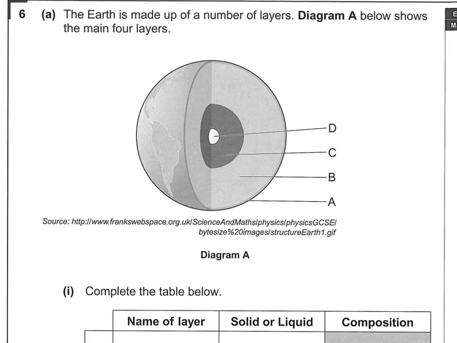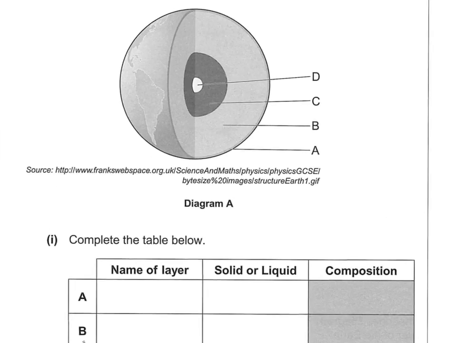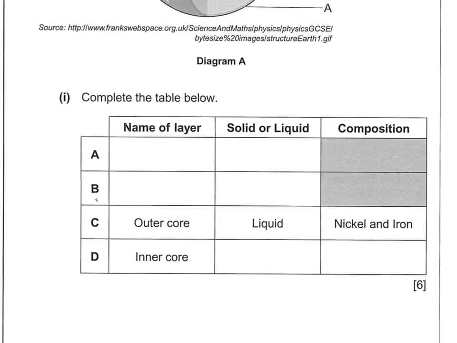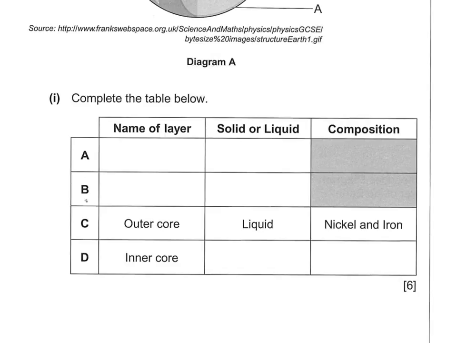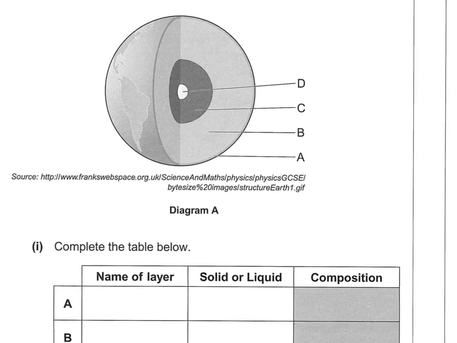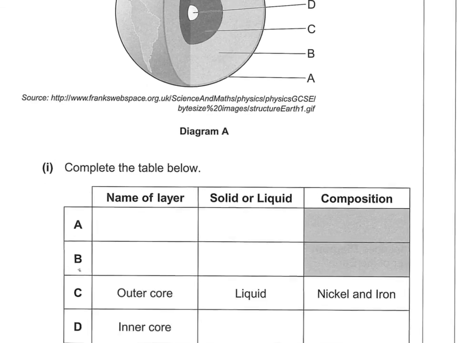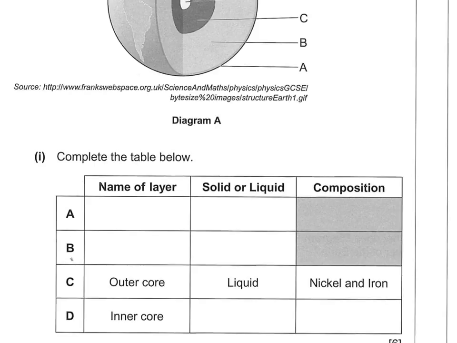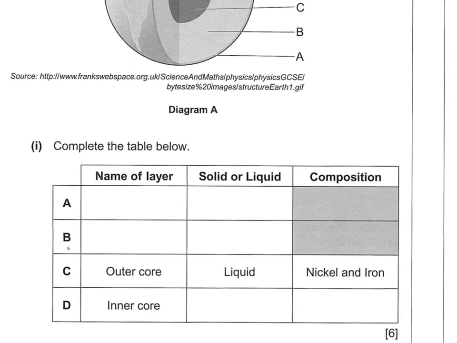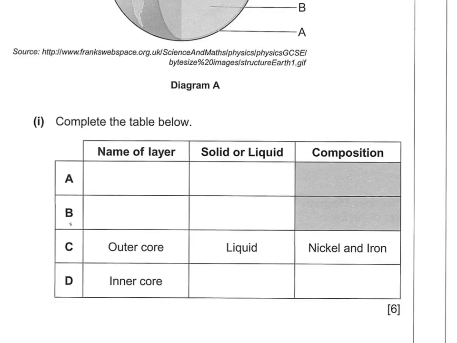Question 6 starts off with just some basic bookwork about the various layers coming out from the center of the Earth. And it asks us to fill in a table. So we're asked about layer A here and whether it's a solid or a liquid. Well, hopefully you'll realize that layer A there is the crust, the total upper part of the Earth's matter is the crust, and it's definitely a solid.